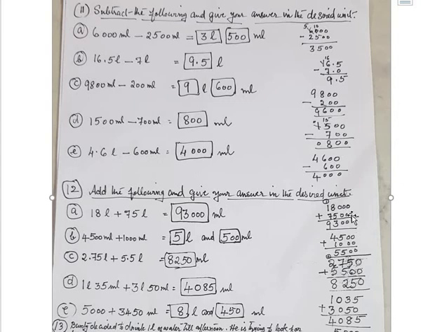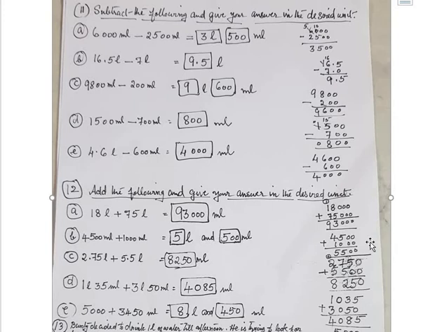Now we can add: 0, 0, 0, 8 plus 5 equal to 13. Carry over 1, 1 plus 1, 2, 2 plus 7, 9. So answer is getting 93,000, and question is in milliliter. So 93,000 milliliter.